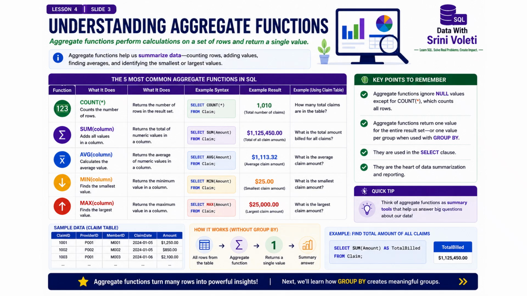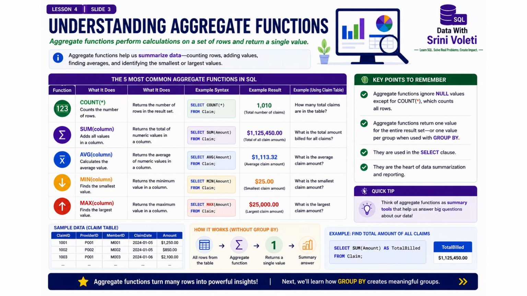Later in this lesson, you will see something even more powerful when we combine these aggregate functions with group by. SQL does not return just one answer, it returns one answer for every group. For example, instead of one total billing amount for the entire company, we'll get one total billing amount for each healthcare provider. That's what makes group by such a powerful reporting tool.